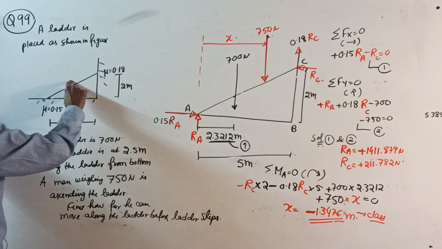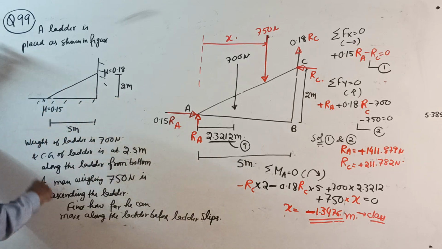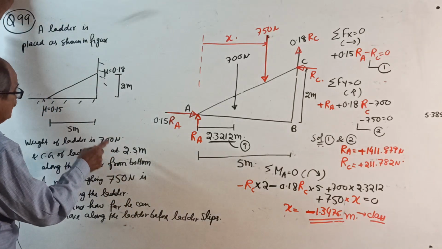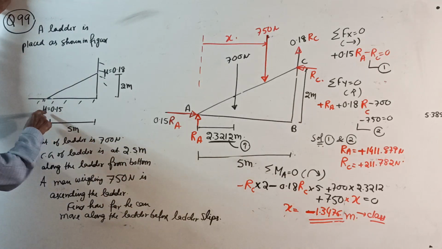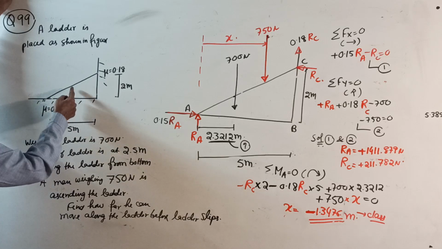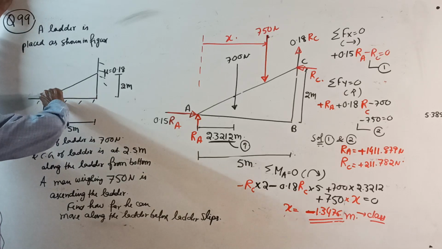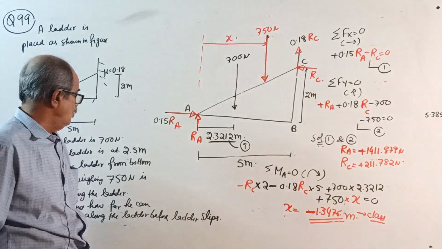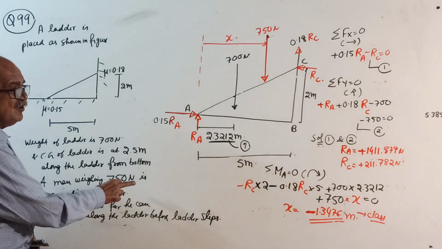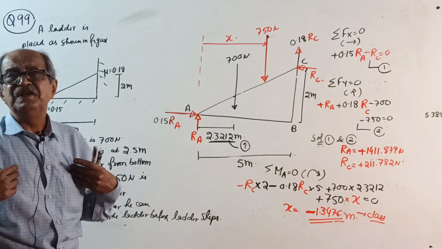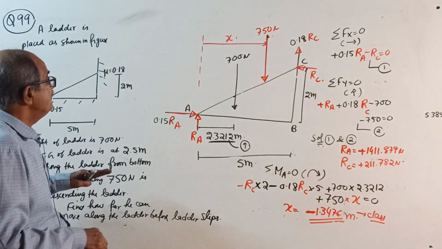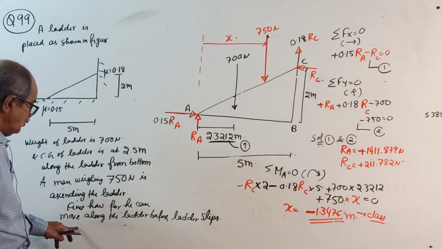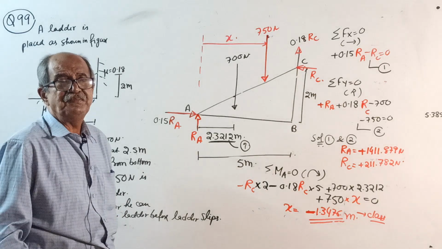See, this is 2.5 along the ladder, not horizontally. So if this is 2.5, when you project, it will not come 2.5, it will come 2. Suppose they tell the center of gravity is at 2.5 horizontal distance from the bottom, then it means the center exactly. But they are telling it this way, 2.5, to give you confusion. Over. A man weighing 750 Newton, 75 kg, little heavier than me, is ascending the ladder. Find how far he can move along the ladder before the ladder slips.